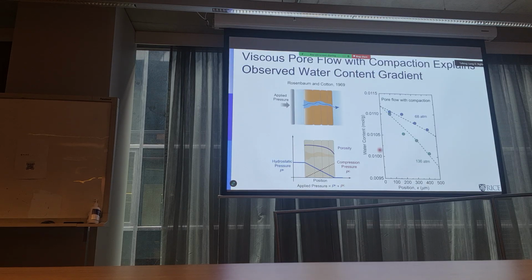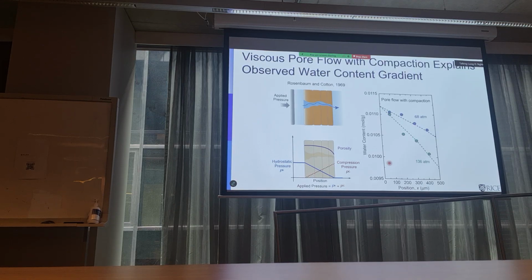So again, let's look at the data from Rosenbaum and Cotton. They measured this water content gradient. Again, these are the membranes. They stacked 4 of them. And again, this is the hydrostatic pressure inside the membrane. This is the compaction pressure, increases along the membrane.